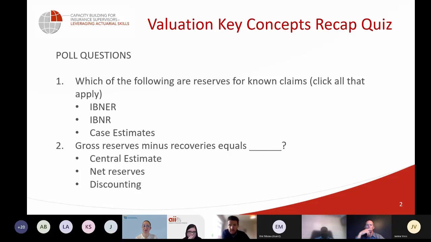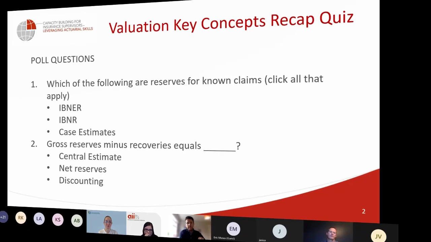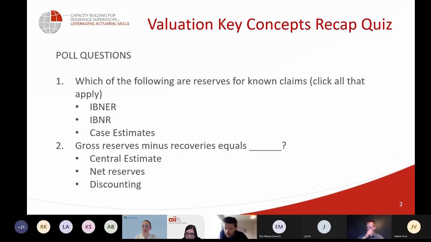Can we do the next poll, please? So this one is, gross reserves minus recoveries equals what? So of those three items there, if we have gross reserves and we take off recoveries, what is the answer to that? It's one of those three. Okay, so 88% said net reserves, so that is the correct answer.